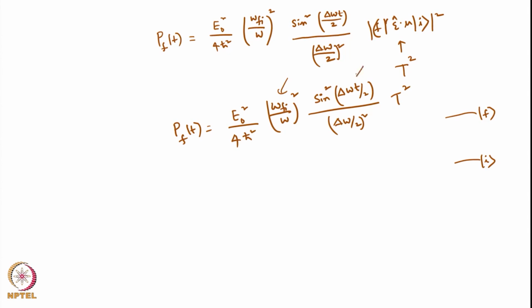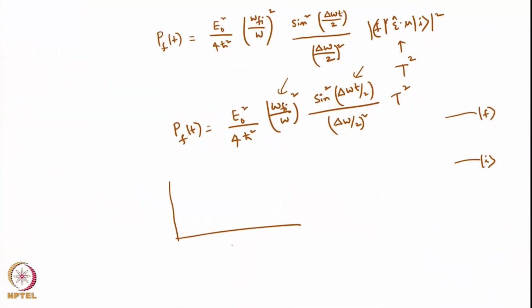Apart from that, this sine function will vary because as delta omega varies, sine also varies. But you see sine function can only go from 0 to 1. So the sine square function also goes only from 0 to 1. In fact, sine function goes from -1 to +1, but sine square function can only go from 0 to 1. So this function is basically modulating between 0 and 1.